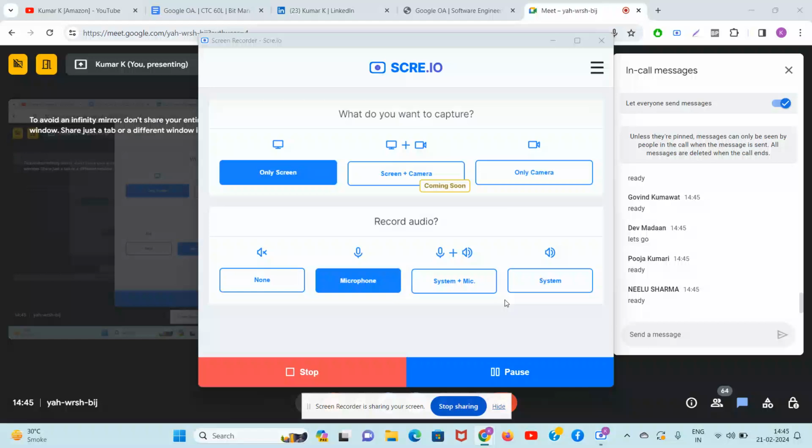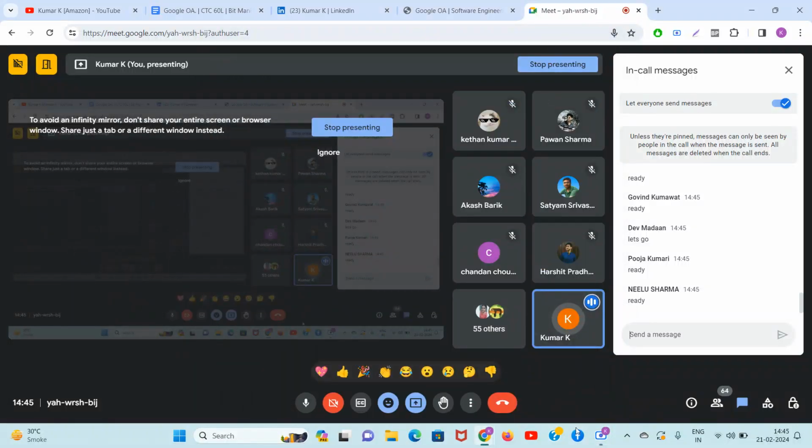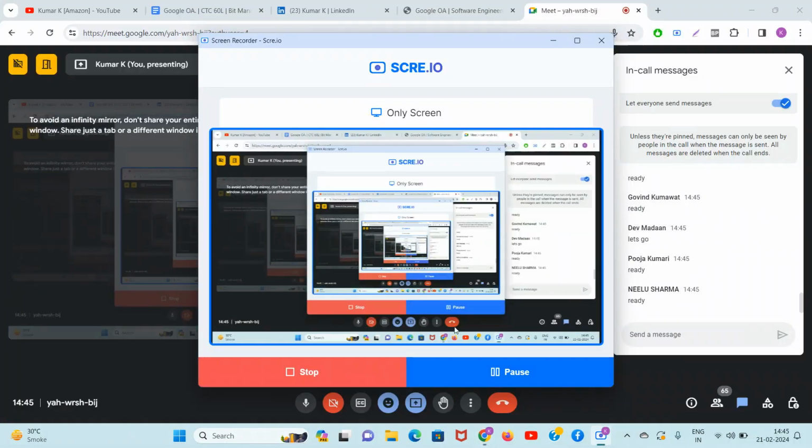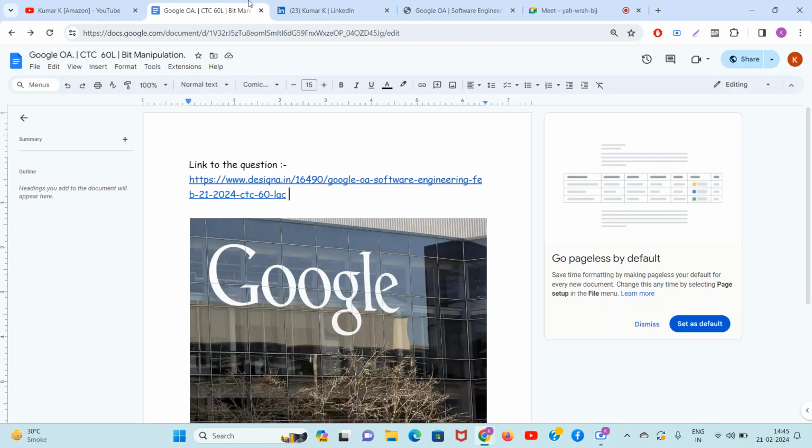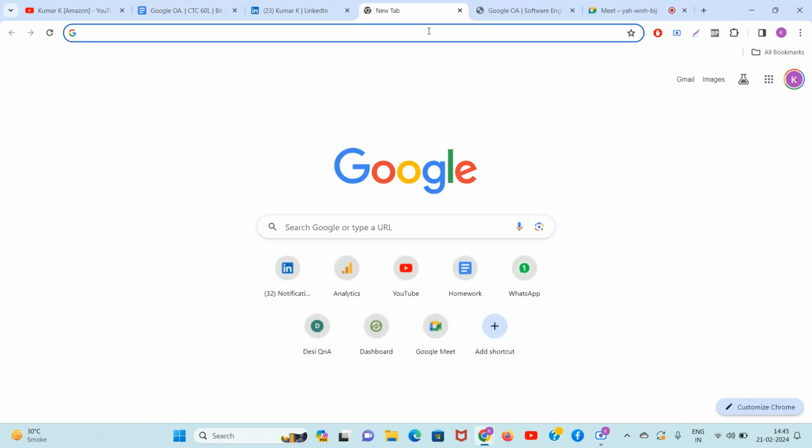Point to the ground. So hello guys, with the name of God, Ram Ram. Recording is on. Today we are going to solve a very interesting problem which was asked in Google OA for CTC 60 lakhs. But before doing that question, I want to discuss the basics of bit manipulation with you people.